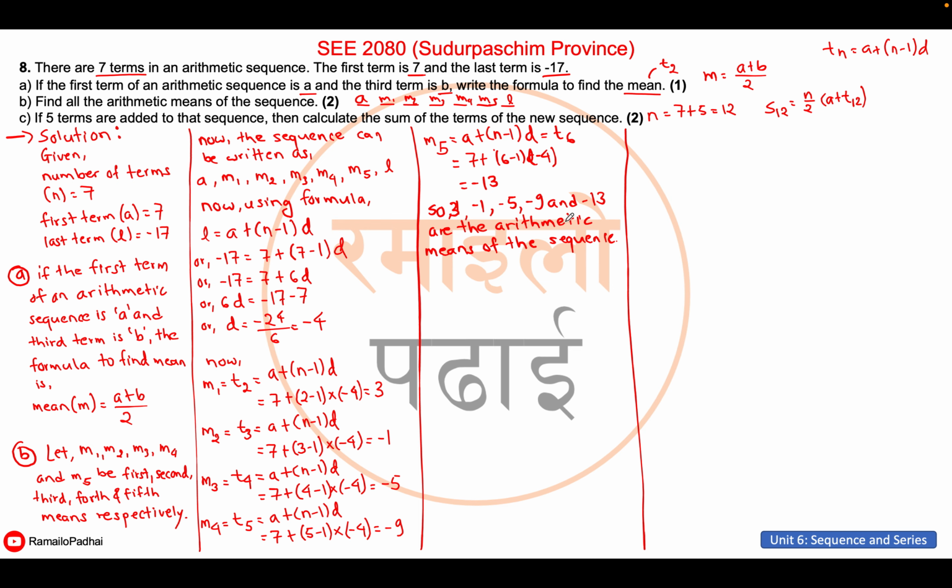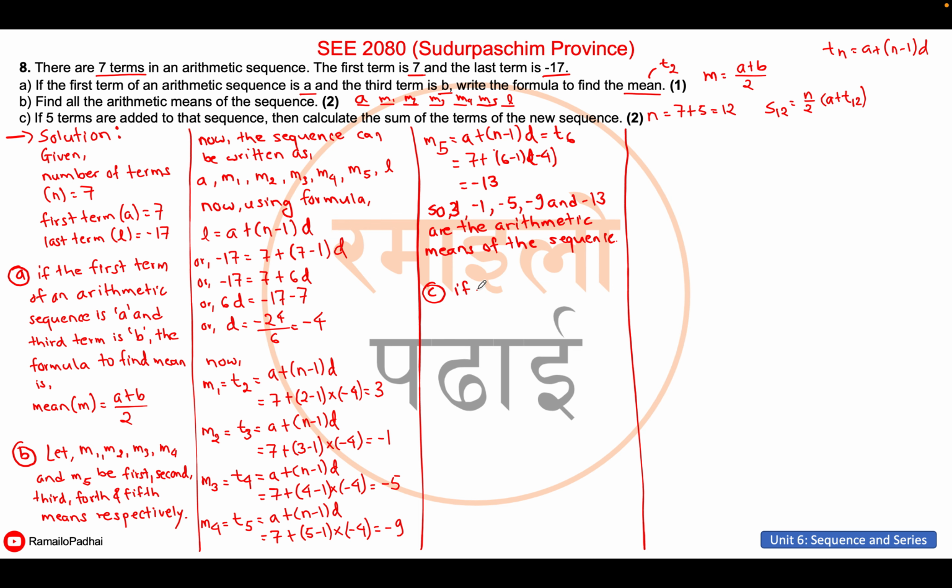This is the first question in the 2080 series of Unit 6 sequence and series that has a negative difference. We have had questions of ratio less than 1, however, we didn't have a question of negative difference, and we got that. Okay, so this is about the solution of B. Now moving on to C. If 5 terms are added to the sequence, then calculate the sum of terms of the new sequence.